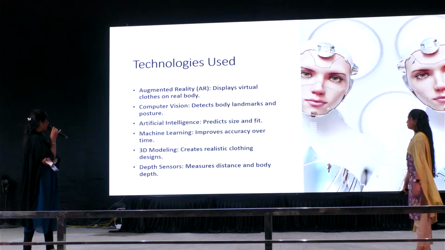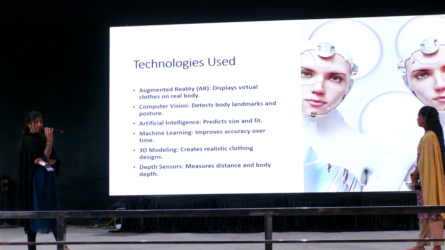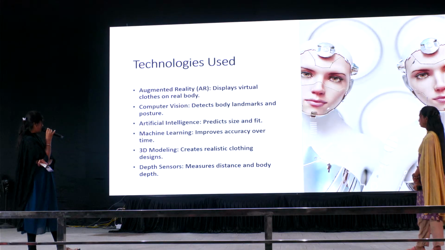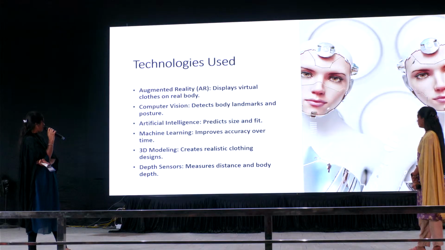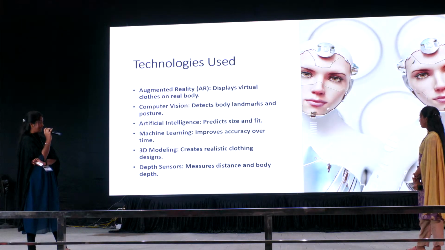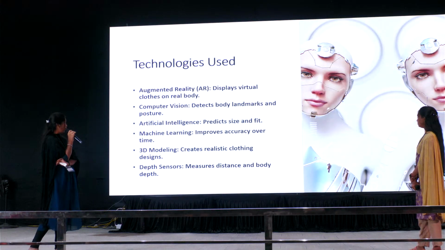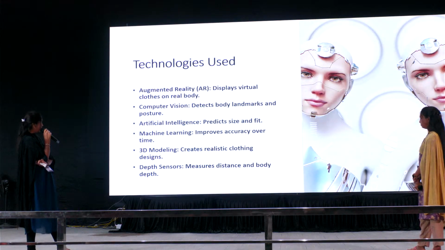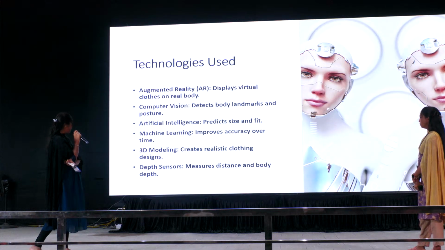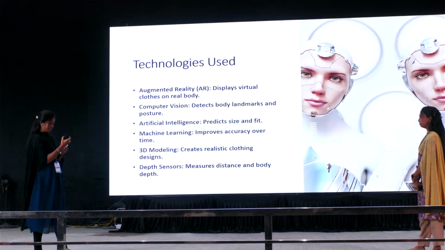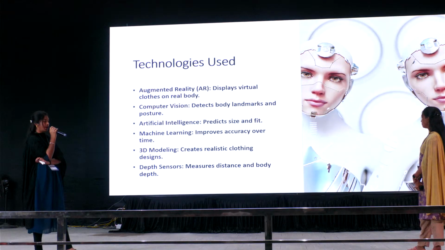Technology used: augmented reality displays virtual clothes on the real body. Computer vision detects body landmarks and postures. Artificial intelligence predicts size and fit. Machine learning improves accuracy over time. 3D modeling creates realistic clothing designs. Depth sensors measure distance and body depth.